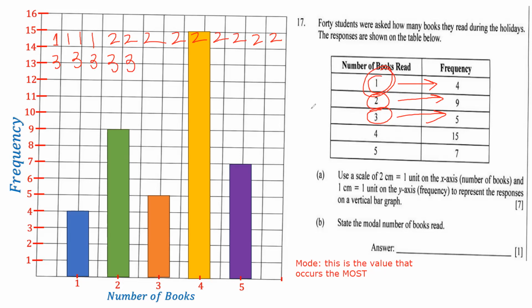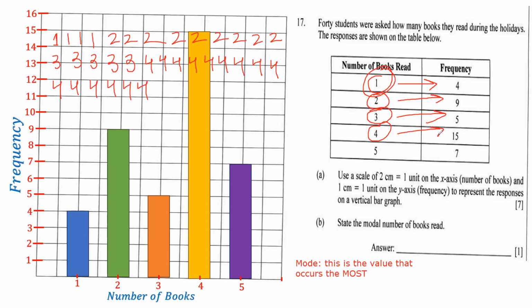Okay, good. How many 4s do we have? 15, right? So we have to write 4 fifteen times. It's going to be 1, 2, 3, 4, 5, 6, 7, 8, 9, 10, 11, 12, 13, 14, 15, right? That's 4s. Do we have any more 4s left?